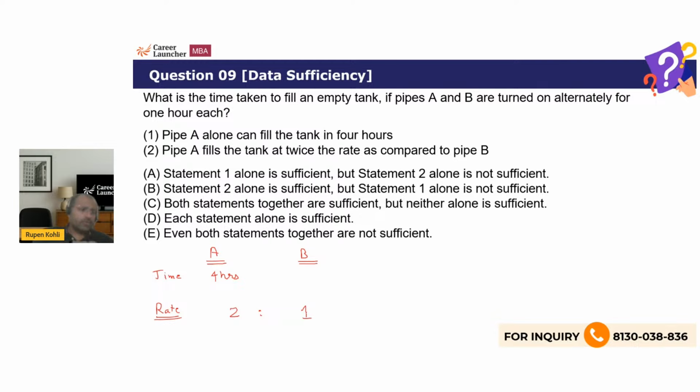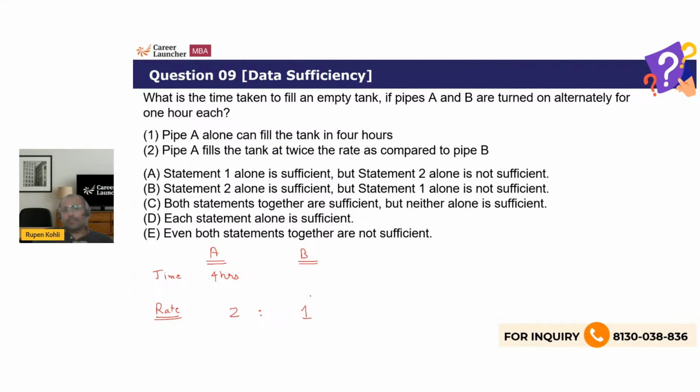In DS, you have to first analyze each statement alone. Is any statement alone sufficient? Clearly, none of them are sufficient. When that happens, then you move on to combine the statements, right? Now, combining the two statements, the answer can either be C or E, and that is what I have got as the answers from you people.